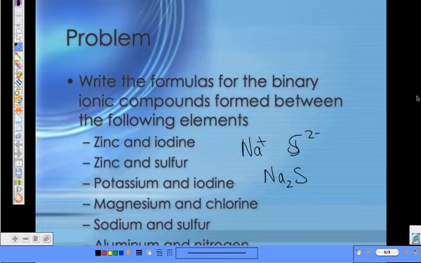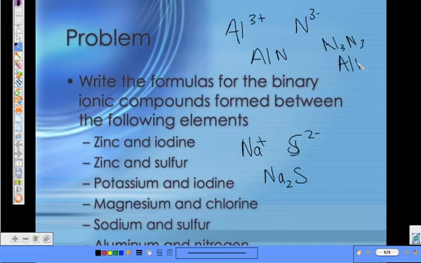Okay, aluminum and nitrogen. Al has what charge? 3 plus, and nitrogen? So how many of each do we need to balance each other out? Just 1 of each. So AlN. If you cross charges, you would have gotten Al3N3. The 3s can both be reduced, and you would see you would have AlN.